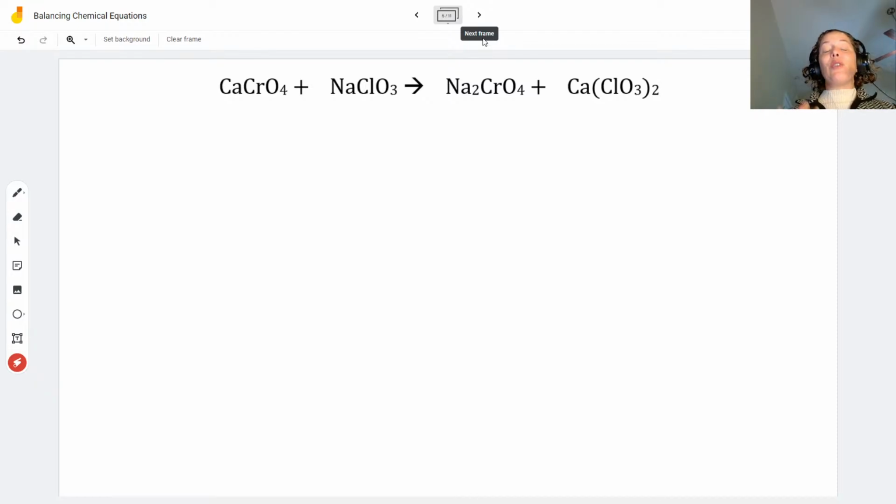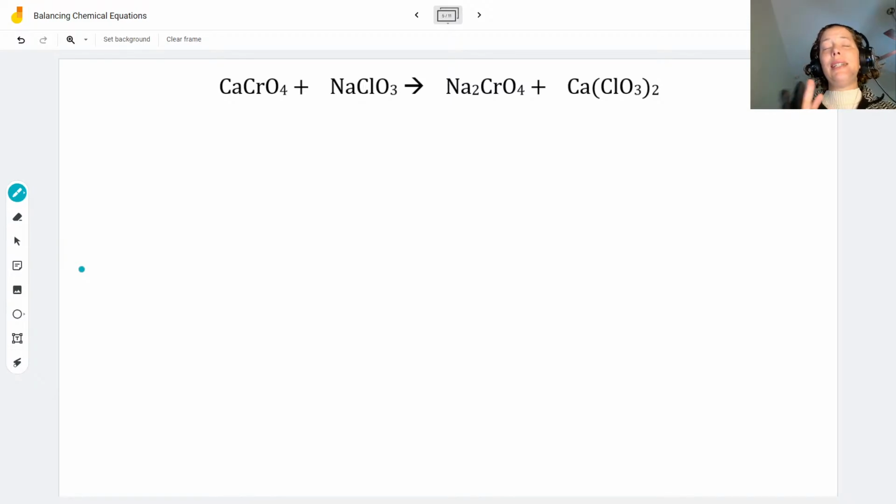All right, so this is a really long one. I'm actually going to show you 2 different ways to balance this. So I'm going to go through the atoms first, and then I'll show you a little bit of a shortcut and let you know when that shortcut can apply. So I have calcium chromate and sodium chlorate, and that's giving me sodium chromate and calcium chlorate. So this is an example of a double replacement reaction.